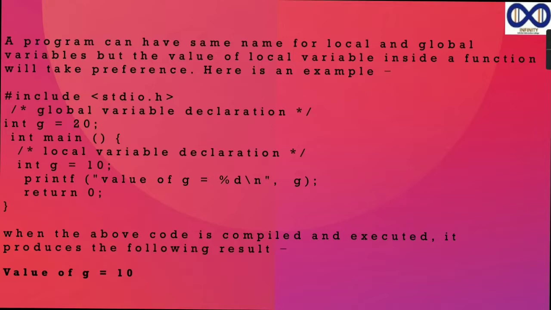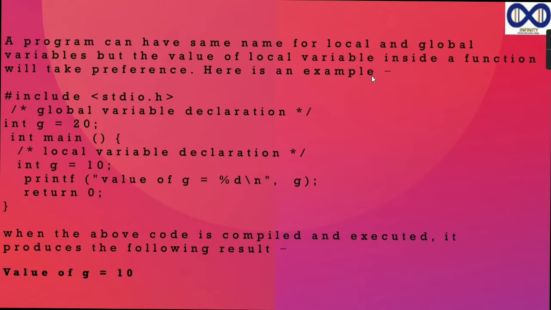When the above code is compiled and executed, it produces the following result. The result that is going to be printed is the value of g, which means the local variable is going to be printed. So what we have said is that a program can have the same name for local and global variables, but the value of the local variable inside a function will take preference. Preference has been given only to the local variable.